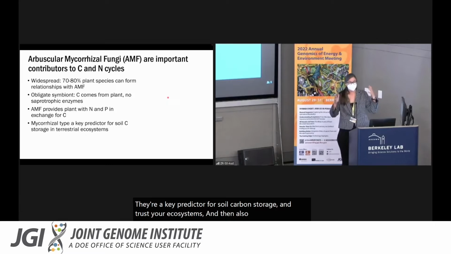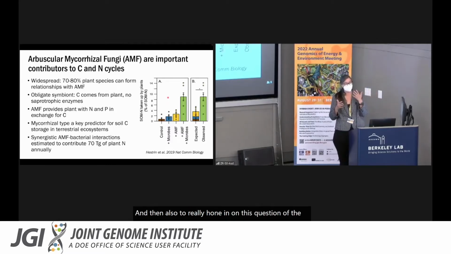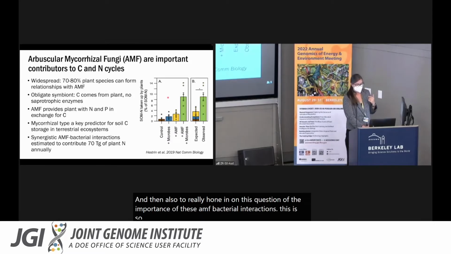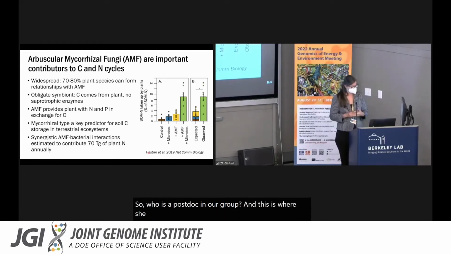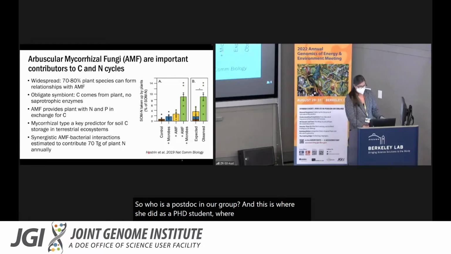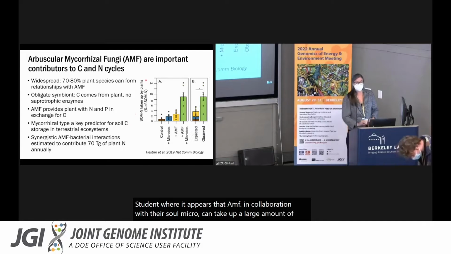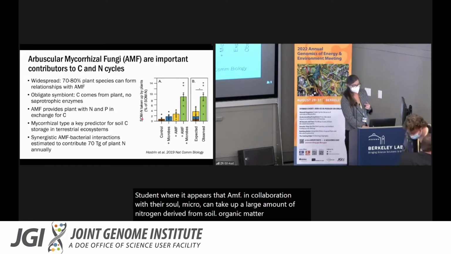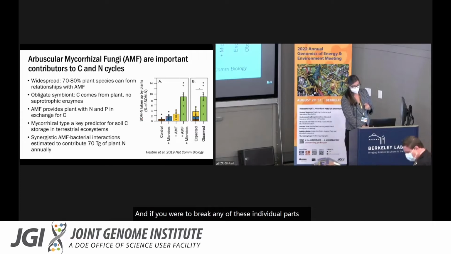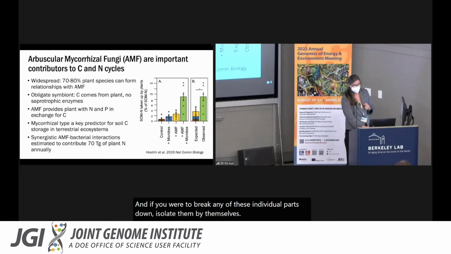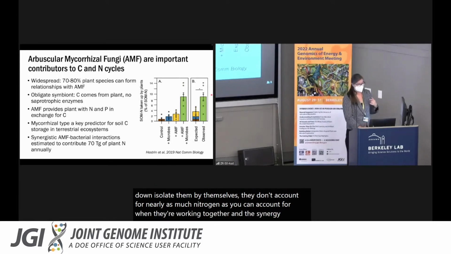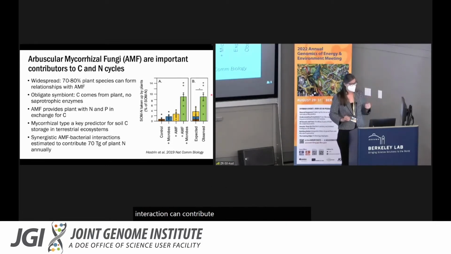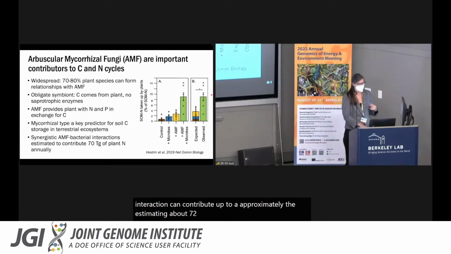And then also to really hone in on this question of what's the importance of these AMF bacterial interactions. This is some work done by Rachel Hestrin, who is a postdoc in our group. This is work she did as a PhD student, where it appears that AMF, in collaboration with their soil microbe, can take up a large amount of nitrogen derived from soil organic matter. If you were to break any of these individual parts down and isolate them by themselves, they don't account for nearly as much nitrogen as you can account for when they're working together. This synergistic interaction can contribute, they're estimating, up to approximately 70 teragrams of plant nitrogen annually.